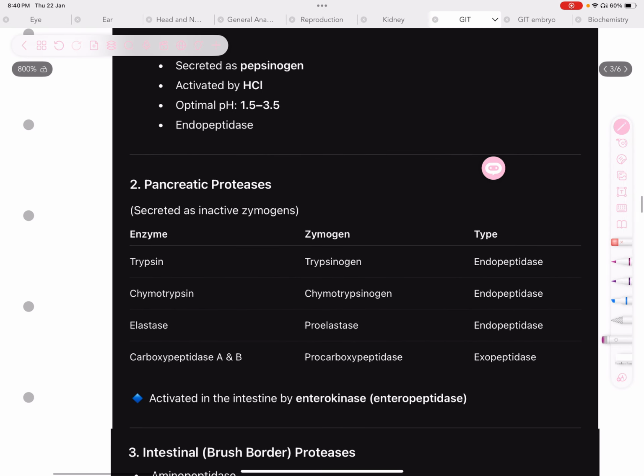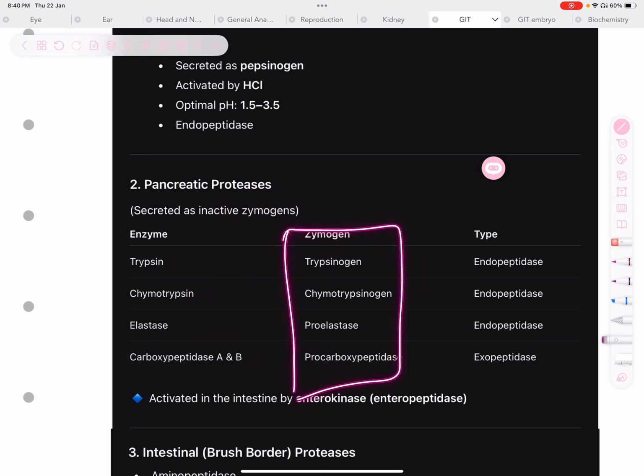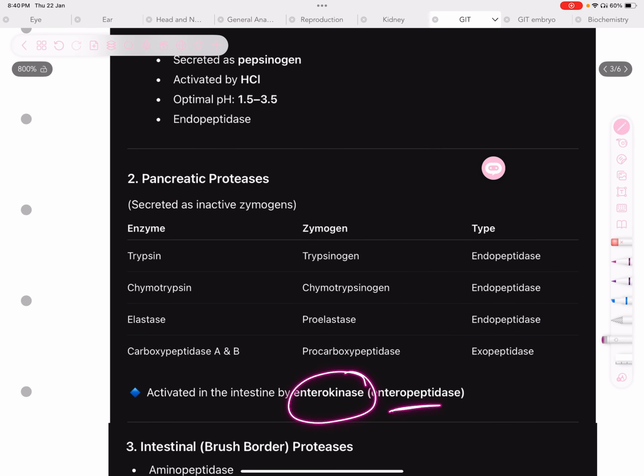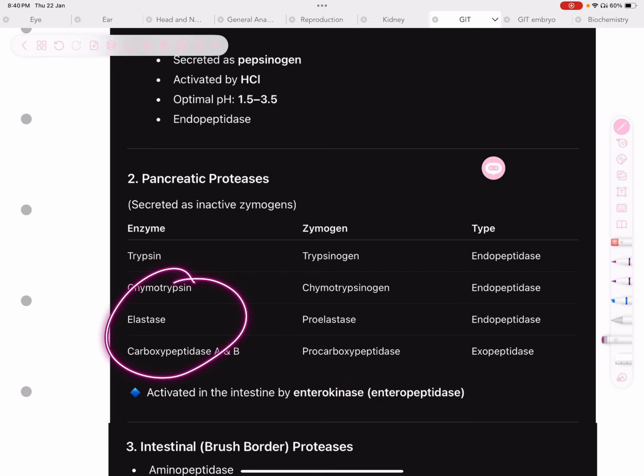Now pancreatic proteases are secreted as inactive zymogens. So what are the inactive zymogens? Trypsin is trypsinogen, chymotrypsin is chymotrypsinogen, elastase is proelastase, carboxypeptidase is procarboxypeptidase. Alright, so these are the inactive zymogens for pancreatic proteases. Now these are activated by enterokinase or enteropeptidase. Trypsin particularly is activated by enterokinase, and then the rest are activated by enterokinase plus trypsin. So trypsin is going to activate the rest easily.